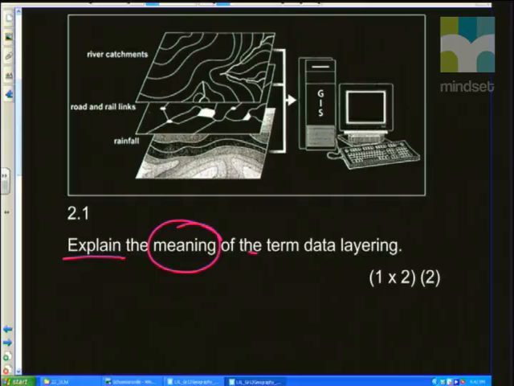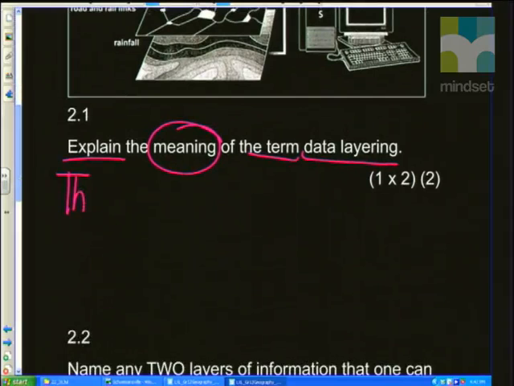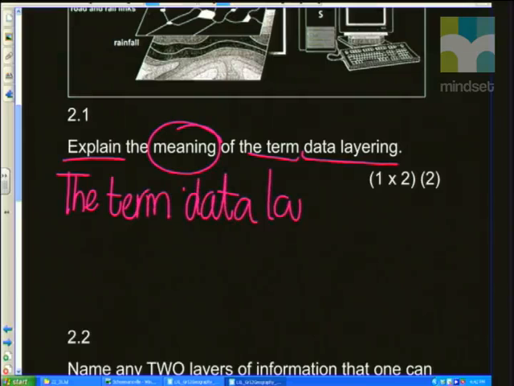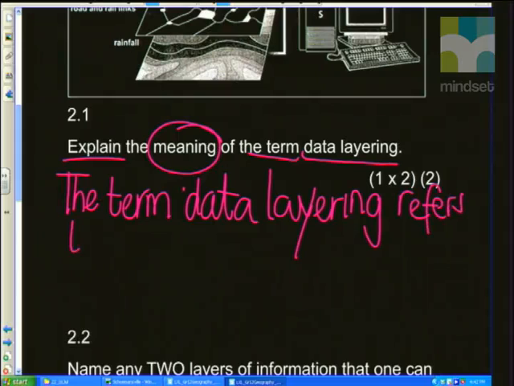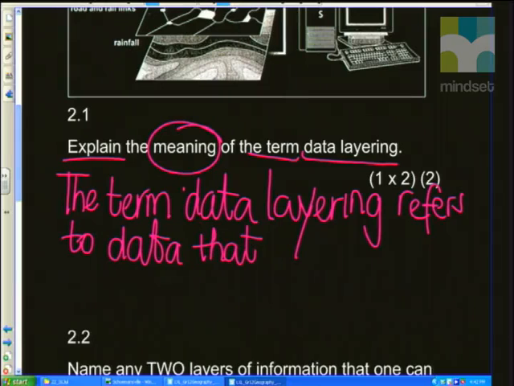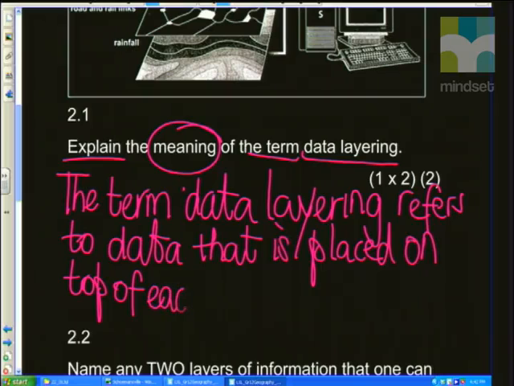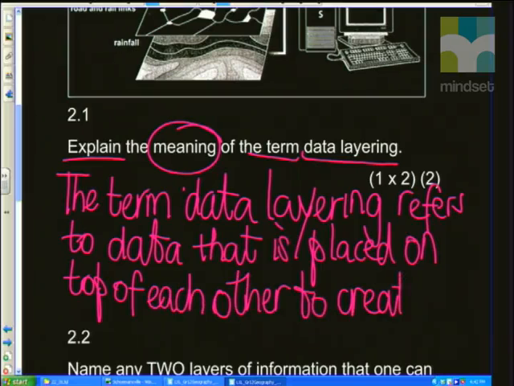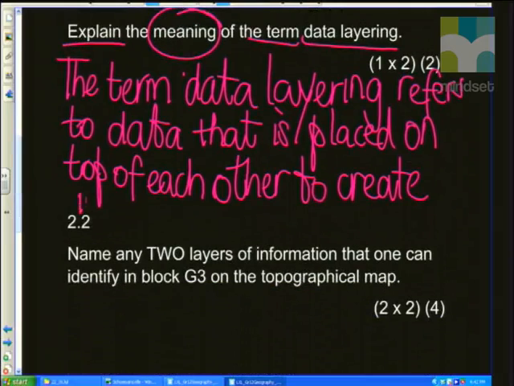Explain the meaning of the term data layering. And I will answer the following. The term data layering refers to data that is placed on top of each other to create information.